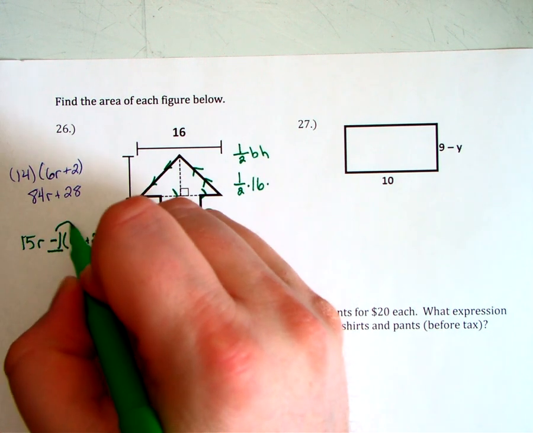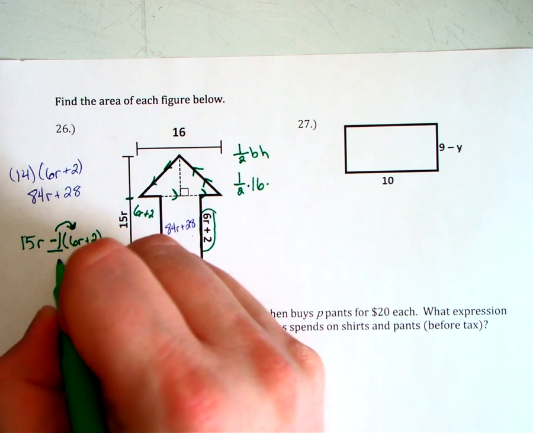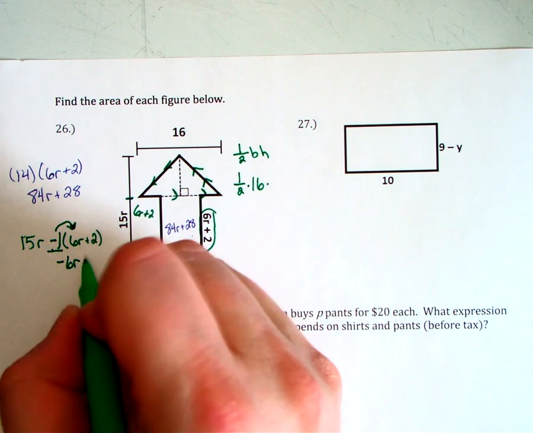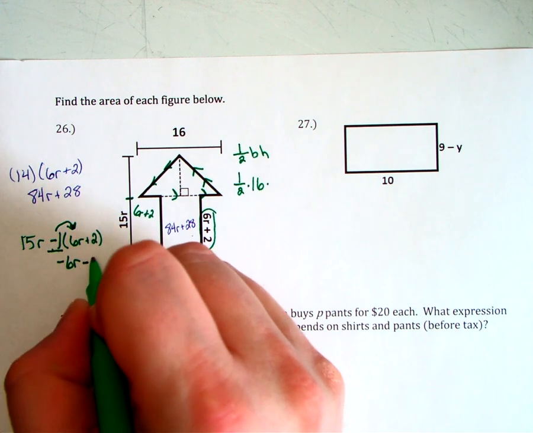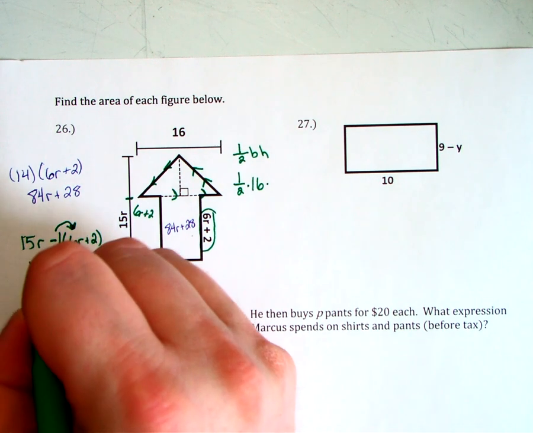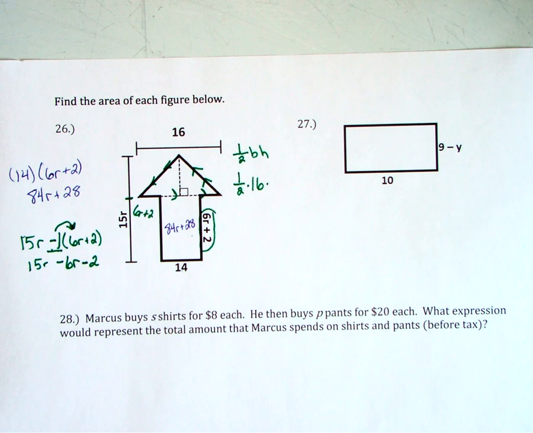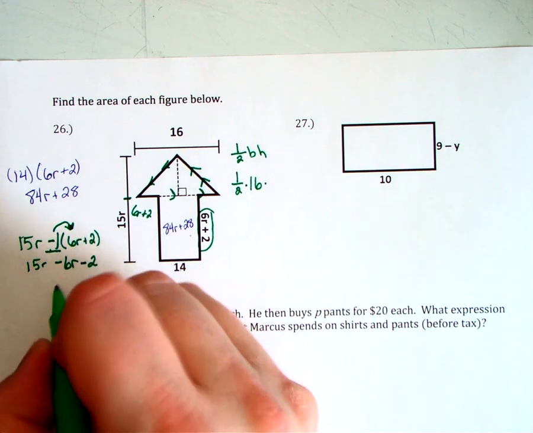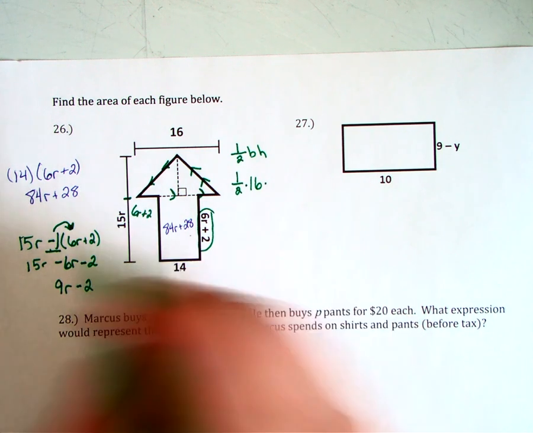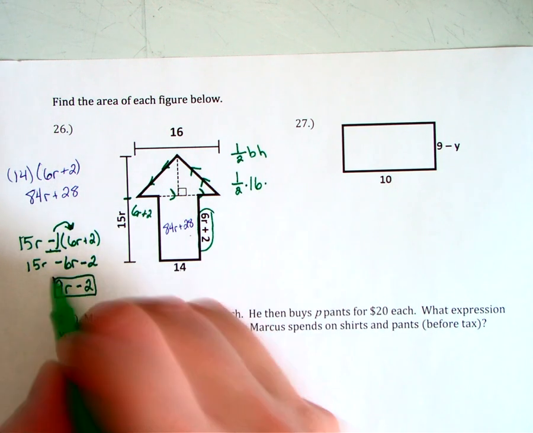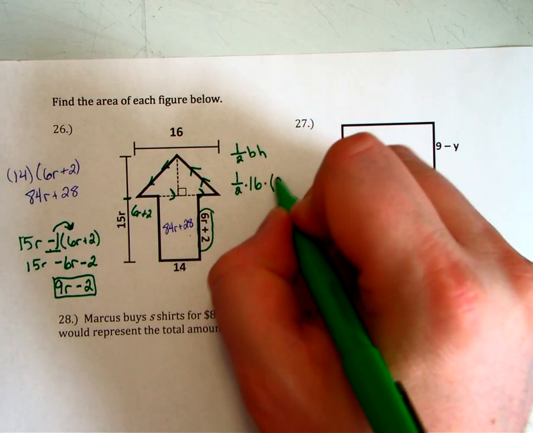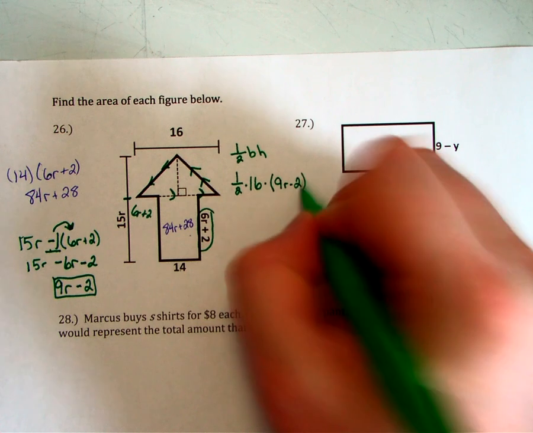So negative 1 times 6r is negative 6r. Negative 1 times 2 is negative 2. Everything else will come down. So 15r minus 6r is 9r minus 2. So now we know that the height of the triangle is 9r minus 2. So times 9r minus 2.